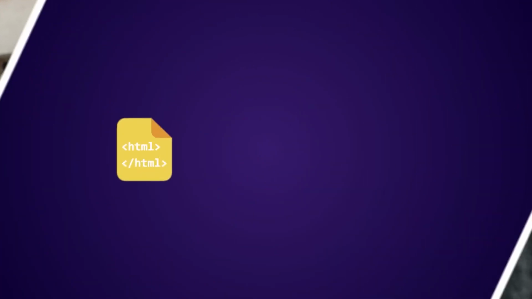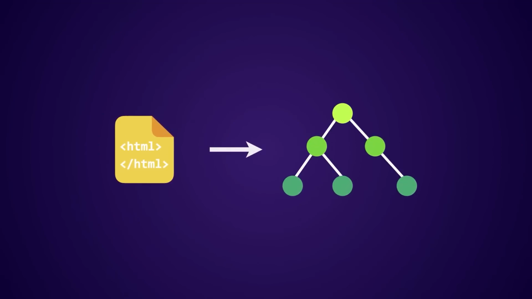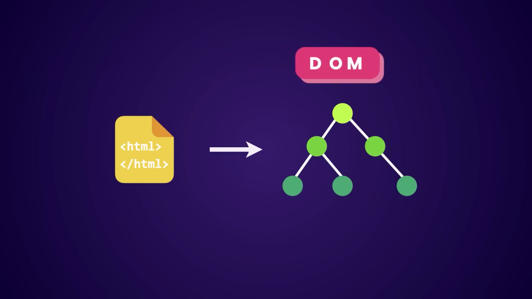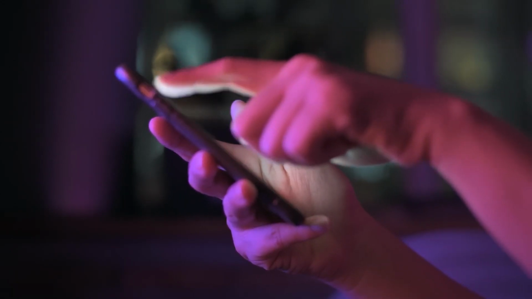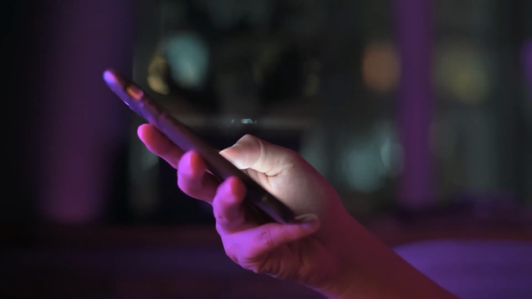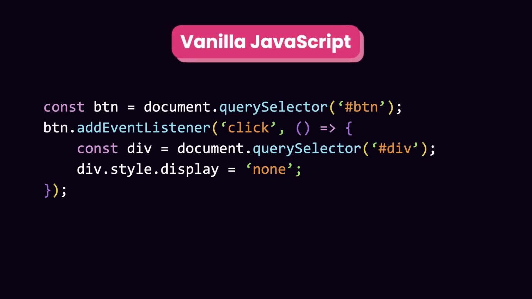But why was React created? Well, as you probably know, when a web page is loaded in a browser, the browser takes the HTML code and creates a tree-like structure called the Document Object Model, or the DOM for short. This allows us to use JavaScript and change the page content in response to user actions. For example, we can use JavaScript to hide an element when a button is clicked. This is called vanilla JavaScript, meaning plain JavaScript code without any third-party tools.